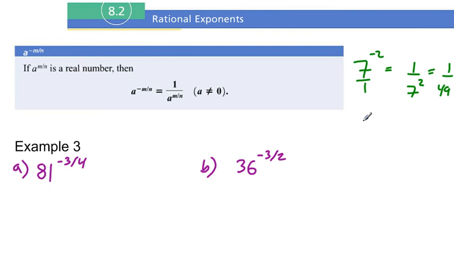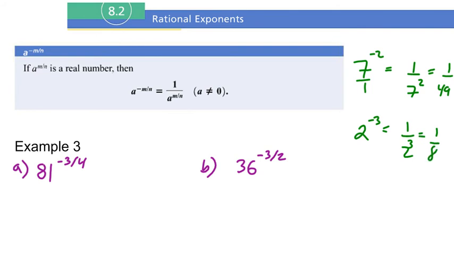So that means this would have become 1 over 49. And we'll do one more here. If you had 2 to the power of negative 3, that means I have to flip the 2, so it becomes 1/2. I'm just taking the reciprocal, 1 over that. And then this becomes a positive exponent, 3. And so that means I get 1 over 8.